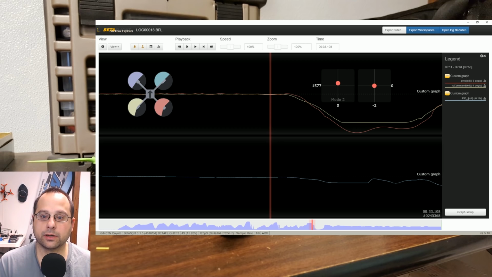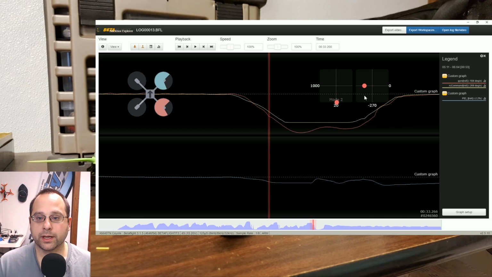I want to take a minute to look at specifically what the I term does during a flip or a roll, because during extreme movements like this is the time when I term windup can happen, and Betaflight has some features built in to prevent that. If we look here, this is a roll, and we're doing a left roll. As we go into the roll, notice that the I term becomes negative. It's the same direction as RC command and the gyro are moving.